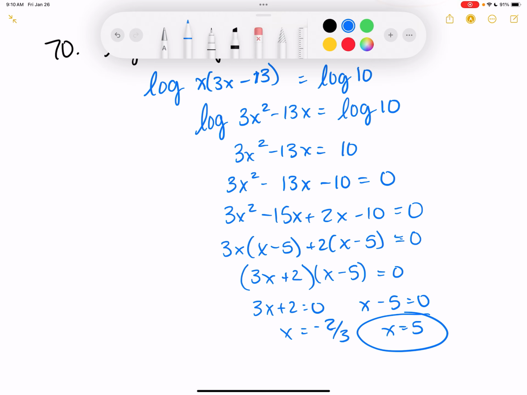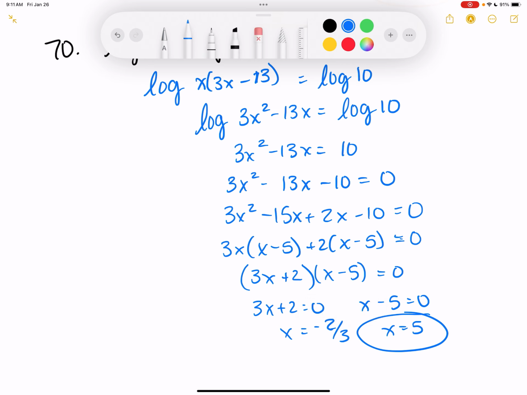you come out and get 3x squared minus 15x plus 2x minus 10, and then 3x times (x minus 5) plus 2 times (x minus 5) equals 0. So (3x plus 2) times (x minus 5), and then set each piece equal to 0. Now, the reason that I only have 5 circled is because that's technically the only correct answer. Okay, and you're probably like, but you just solved it, and those are both answers.